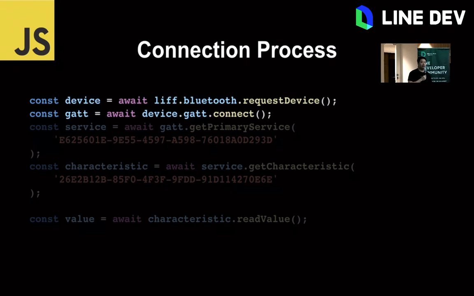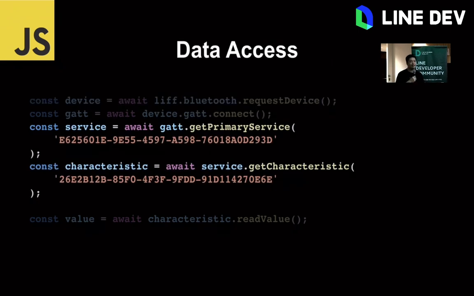The first two lines are all about connection. This is the connection process. By calling liff.bluetooth.requestDevice, the function then scans for available devices near you and returns the first device it can detect. Then you can call a .gatt.connect to the device to connect to it. Once connected to the device, you now have access to the data within the device. From here, you can access the primary service and the characteristics within those services.